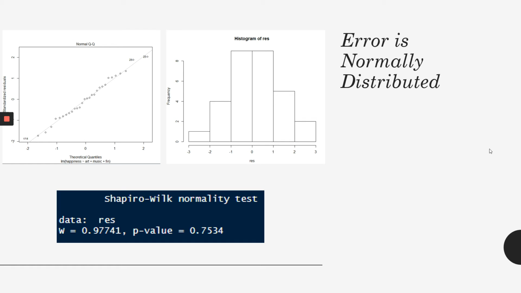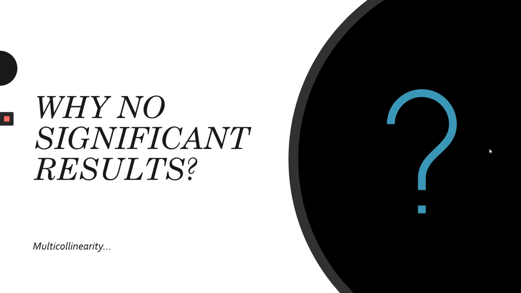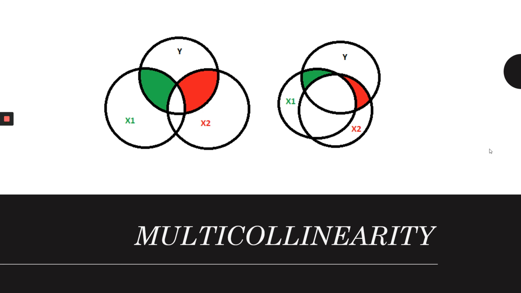And then the more stringent Shapiro-Wilk normality test has a null hypothesis that the error is normally distributed. And with a p-value of 0.7, we fail to reject the null hypothesis and assume that our error is normally distributed. So all this stuff looks pretty good for the most part, but we still don't know why we don't have significant results. It could be because we have multicollinearity, or high multicollinearity.